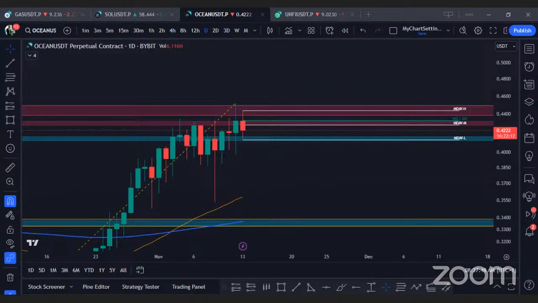Leverage trim, right? I hope you understand that. I hope I am able to explain that, okay?